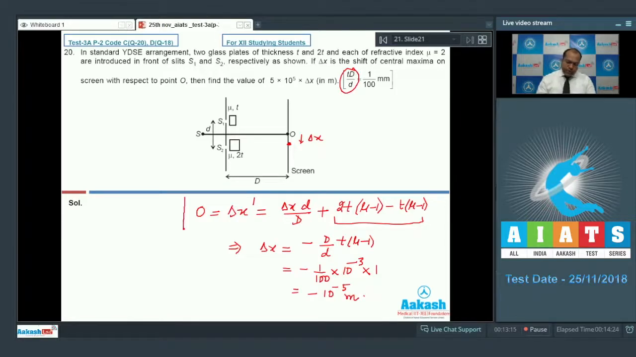So the negative sign indicates that the central maxima shifts to the downward position. So we have to calculate the value of 5 into 10 raised to the power 5 into delta x. So that is 10 raised to the power minus 5. So it comes out to be 5. So the correct answer for question number 20 is 05.